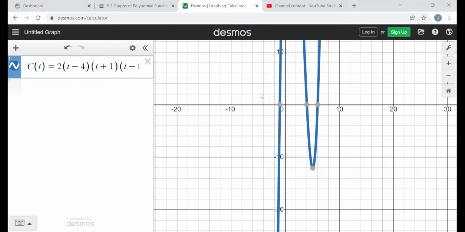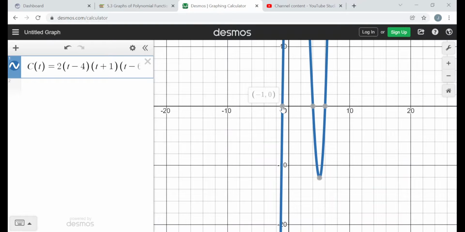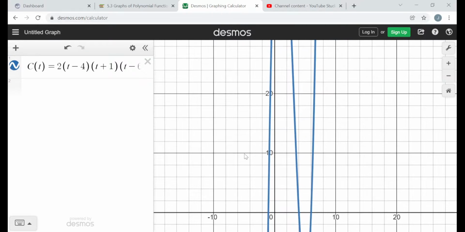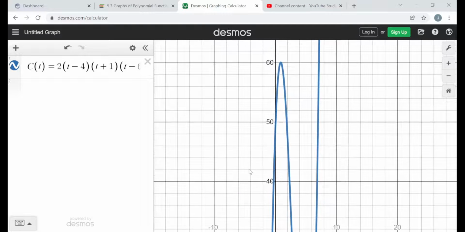Just very, very rough. You've got negative 1, 0, right? 4, 0, 6, 0, right? All those zeros, all those roots, the t-intercepts that I mentioned on paper. And if you want to go to the y-intercept, right, that was right here, 0, 48, as we also mentioned.